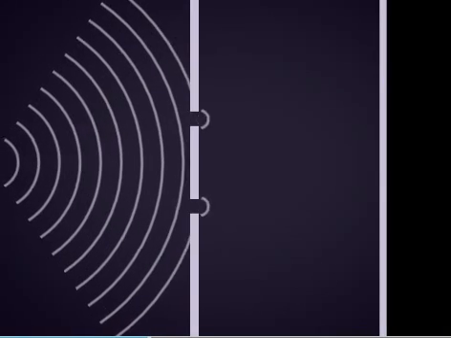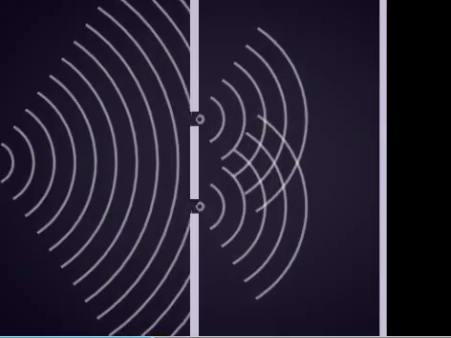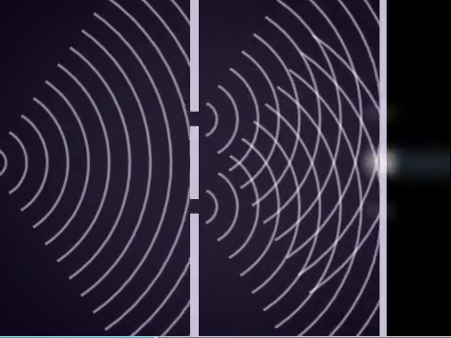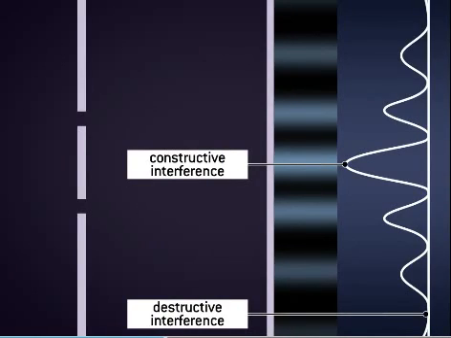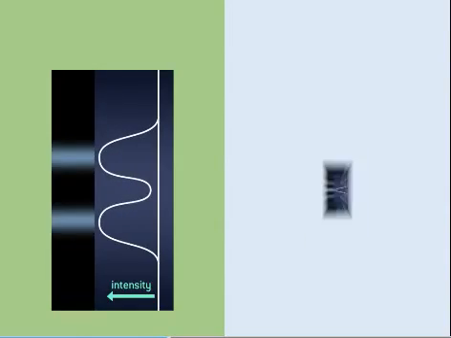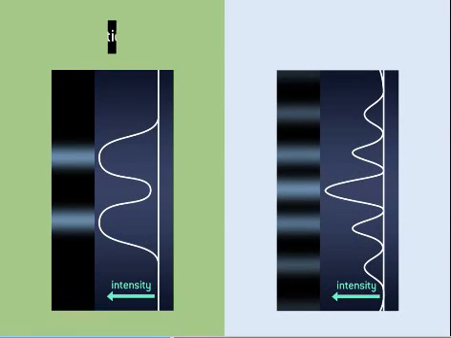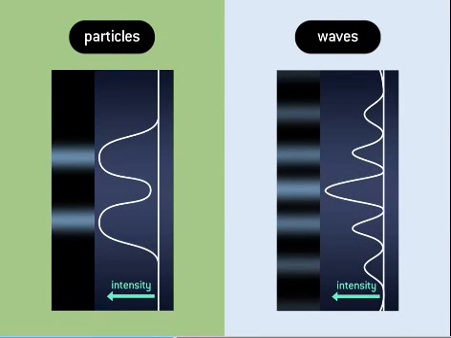When a wave travels through two slits about a wavelength wide, each slit behaves like a source of waves. Waves from the two slits are superposed and interference occurs. We see a different pattern and graph depending on whether particles or waves have travelled through the slits.